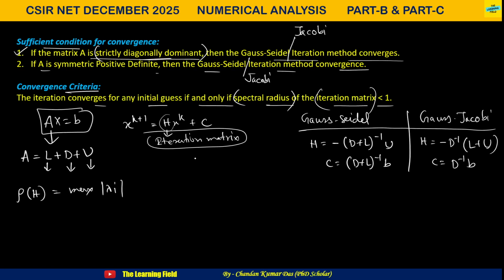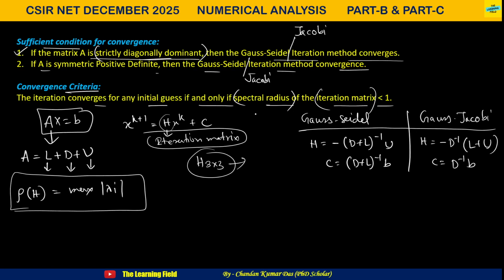Suppose H is a 3 by 3 matrix. Then we will get 3 eigenvalues for this matrix. The maximum of the moduli of those eigenvalues is called the spectral radius. Now one more thing is the diagonally dominant matrix. Suppose A is a 3 by 3 matrix: A11, A12, A13, A21, A22, A23, A31, A32, A33.